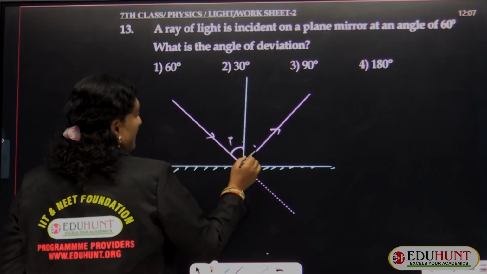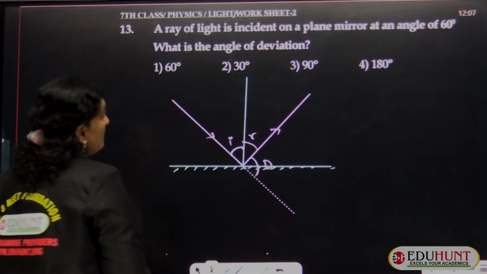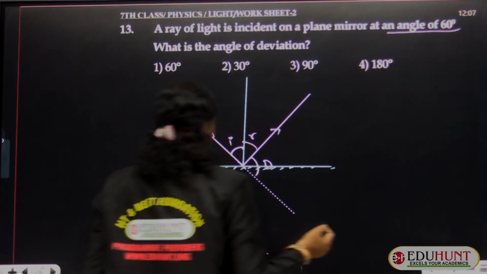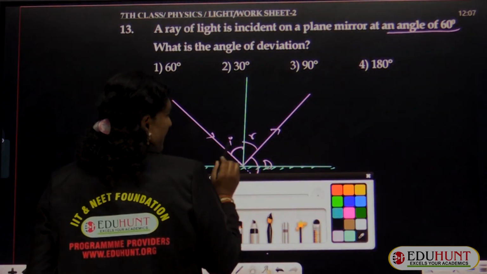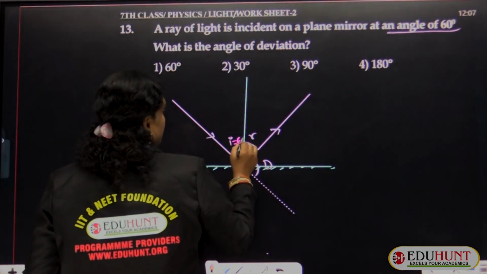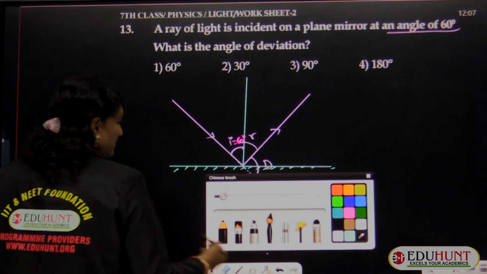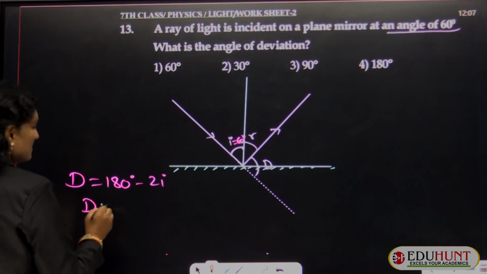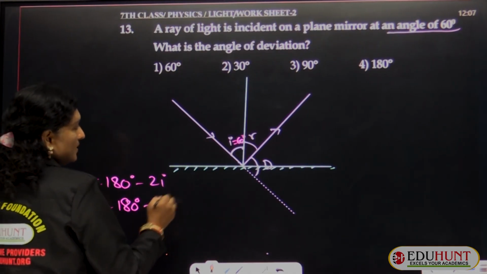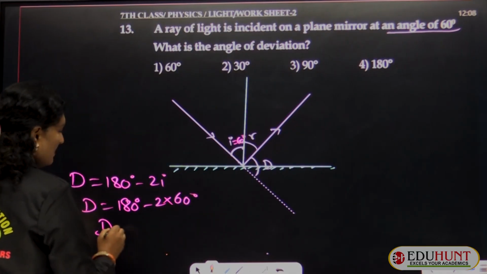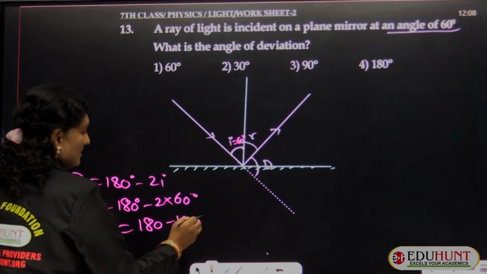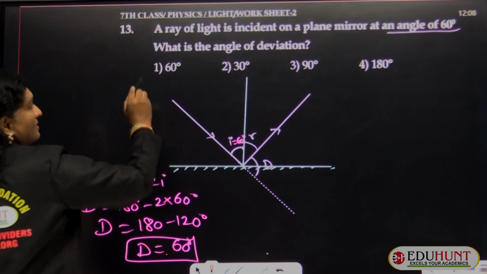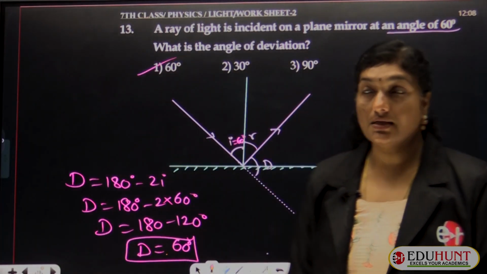This is your incident ray, reflected ray and the deviated ray, so angle i, angle r and angle D. But what is given? A ray of light is incident on a plane mirror at an angle of 60 degrees. So, the incident angle i is given as 60 degrees. Whenever i is equal to 60 degrees, the value for D is equal to 180 minus 2i, or D is equal to 180 minus 2 into 60 degrees, or 180 minus 120 degrees. Hence, D is equal to 60 degrees. That's it. So, the correct option is option 1, that is 60 degrees.